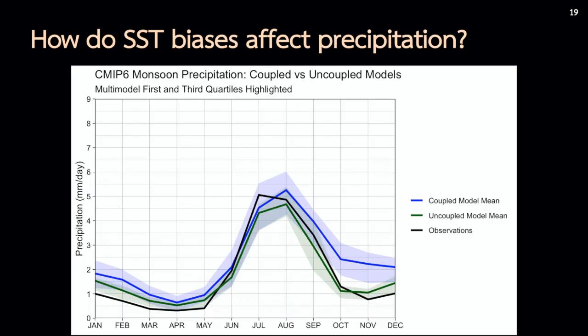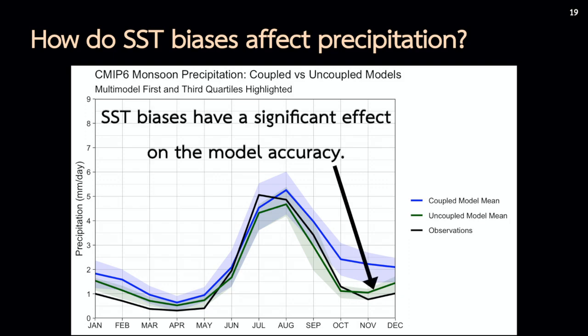Plot them out and get this. The black is observations, the blue is the coupled models, and the green is the uncoupled models. The green is much closer to the black compared to the blue, which means that the sea surface temperature bias has a significant effect on the accuracy of the model.